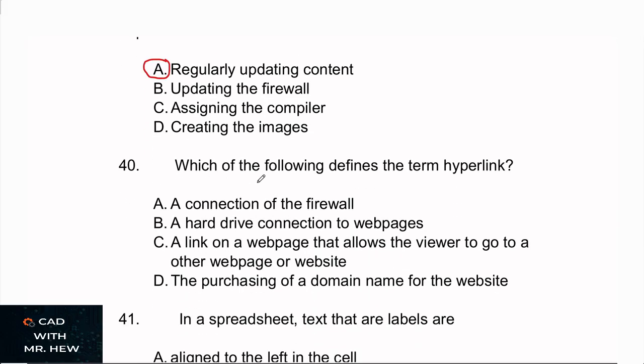Let's go to question 40. Which of the following defines the term hyperlink? A. A connection to the firewall. B. A hard drive connection to web pages. C. A link on a web page that allows the viewer to go to another web page or website. D. The purchasing of a domain name for a website. The correct answer is C.